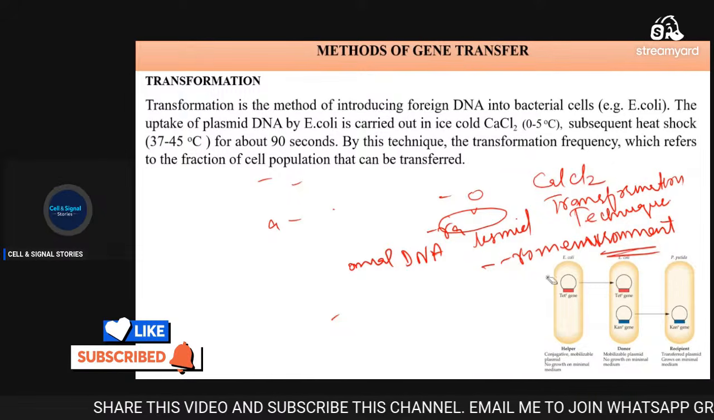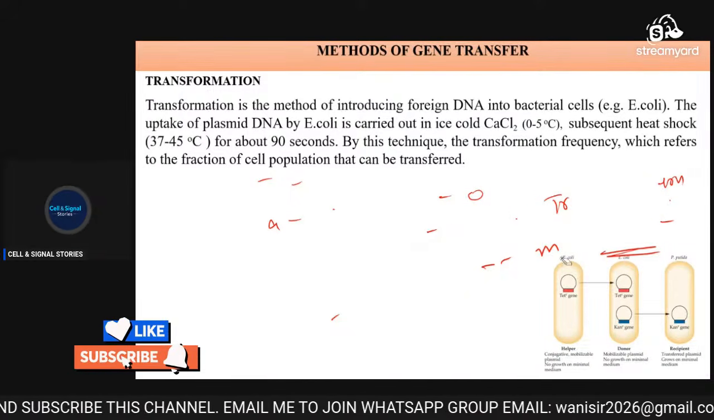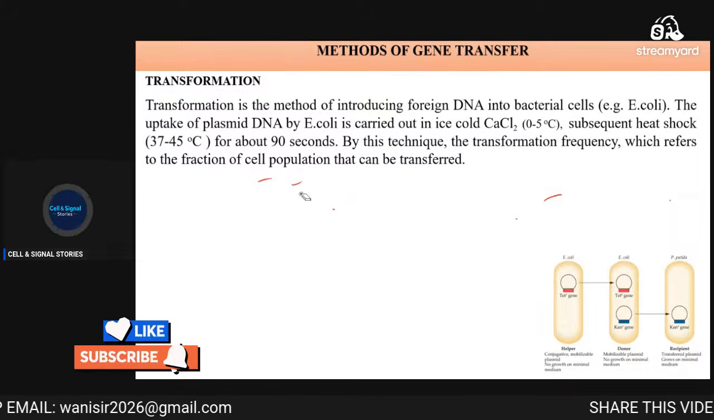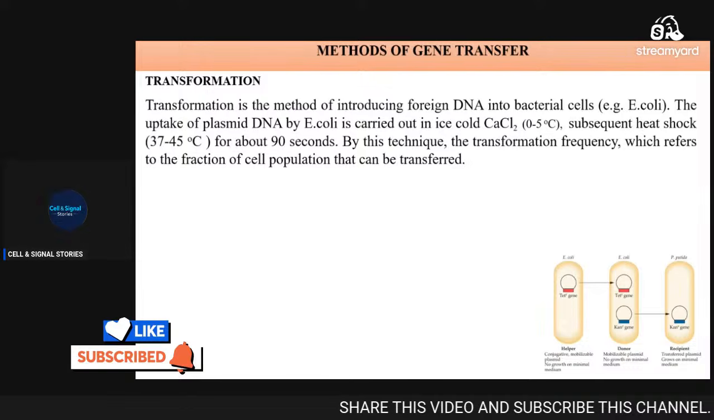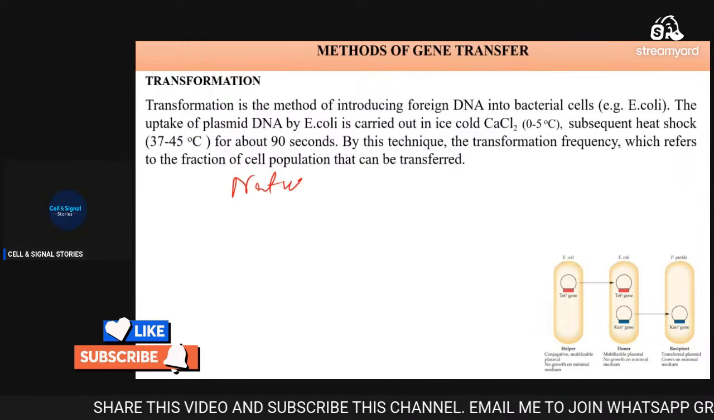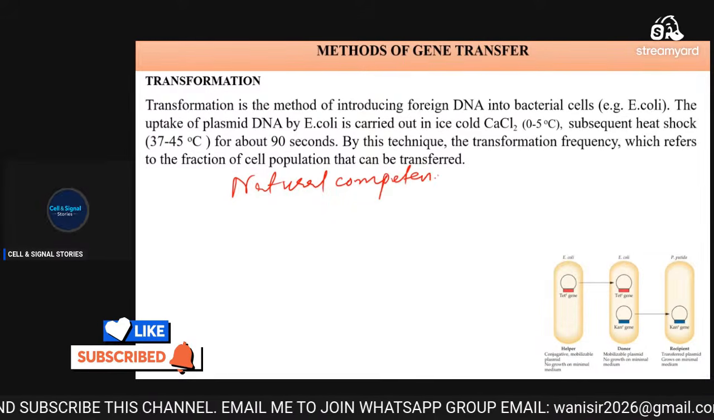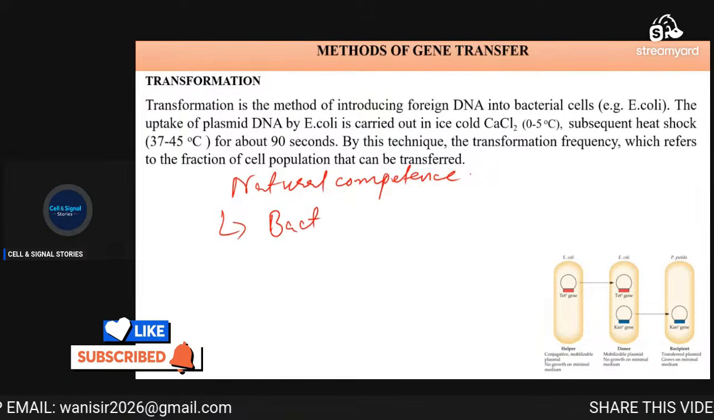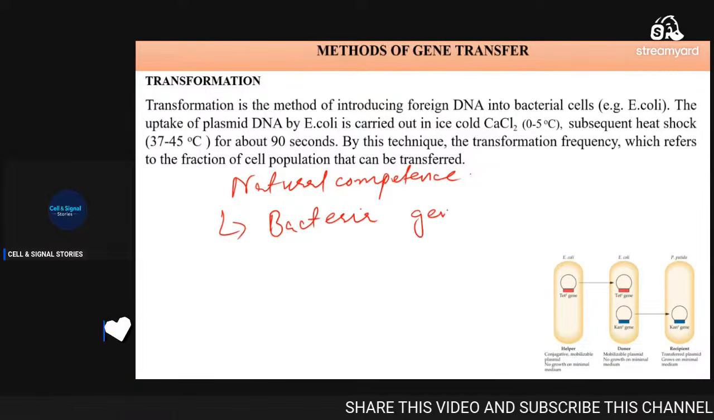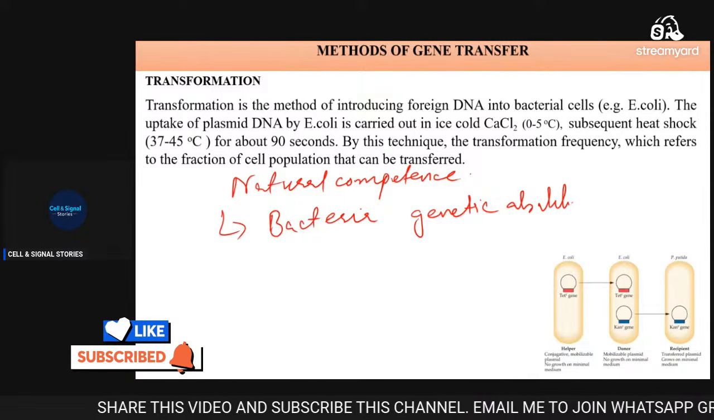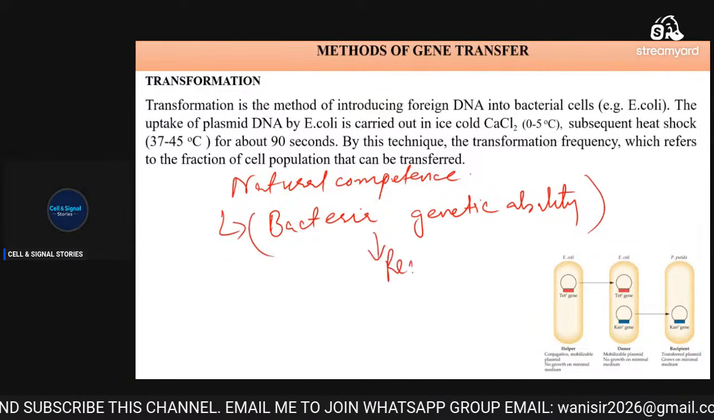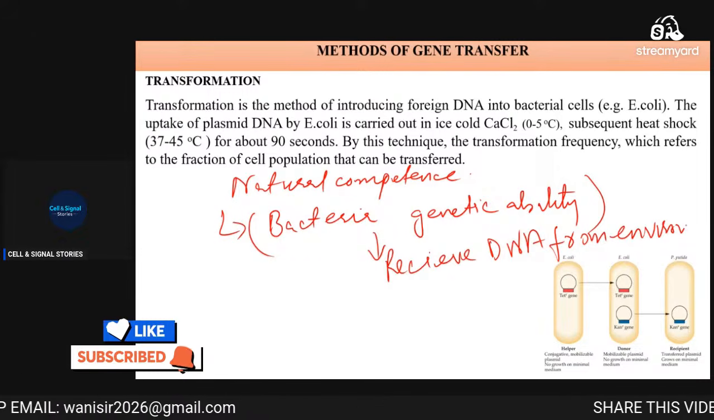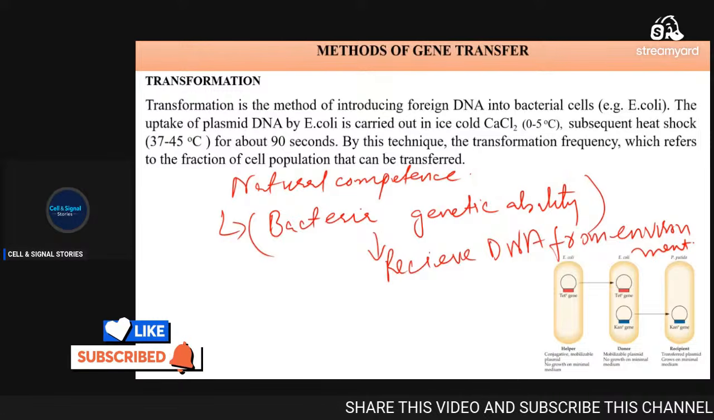Natural competence is the genetic ability of a bacterium to receive DNA from the environment under natural or in vitro conditions. So the bacteria has the natural competence to receive foreign DNA from the environment. It is a genetic ability, or natural ability, to receive DNA from the environment.